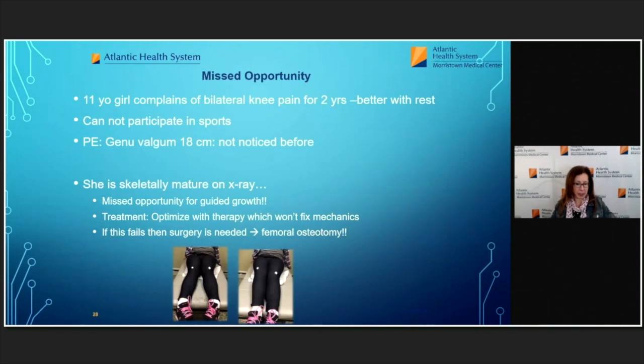So now we'll look at our last patient here, who I call missed opportunity. She's 11 years old. So you think 11-year-old girl, probably still growing, right? Well, wrong. She complains of bilateral knee pain for 2 years, which is better with rest. She can't participate in sports. She's got 18 centimeters between her ankles that, again, no one noticed before. She is skeletally mature on x-ray, so she can't have guided growth. Treatment for her will be to optimize her with therapy, which won't fix her mechanics. And if this fails, then surgery for her will really include a femoral osteotomy in order to correct her deformity. And once again, you can see why nobody noticed. If she externally rotates her leg, you won't notice that she's got genu valgum.